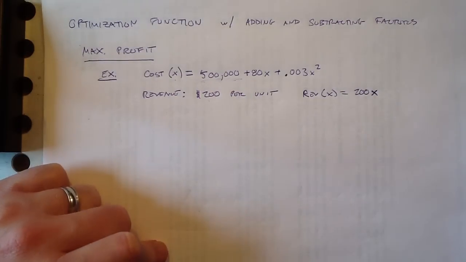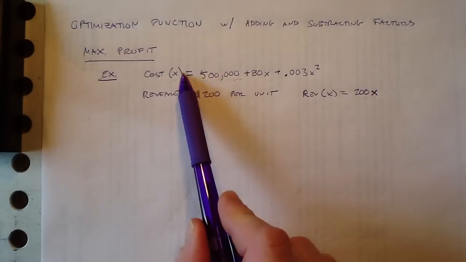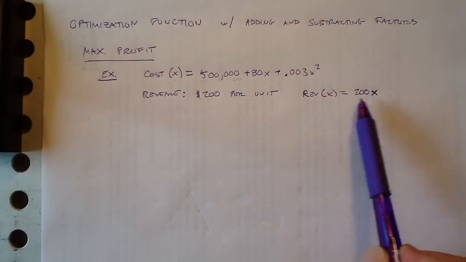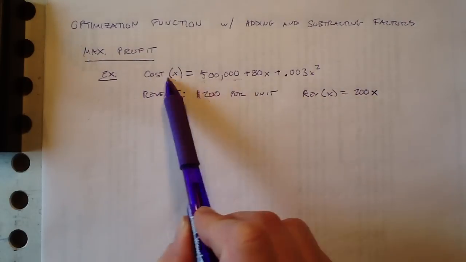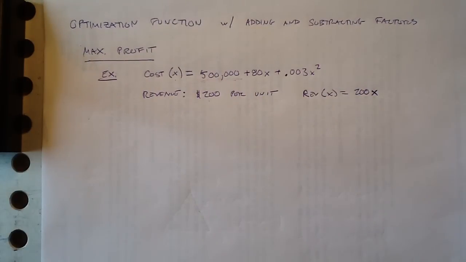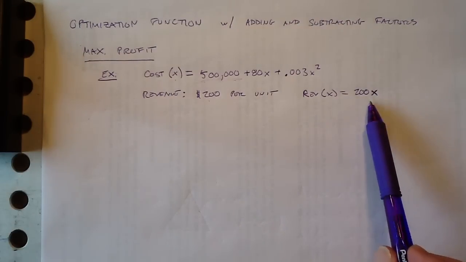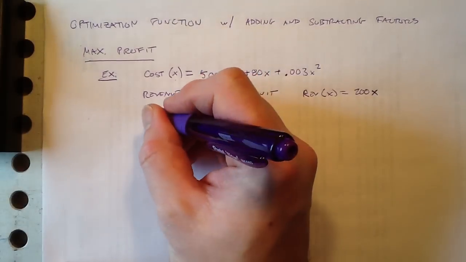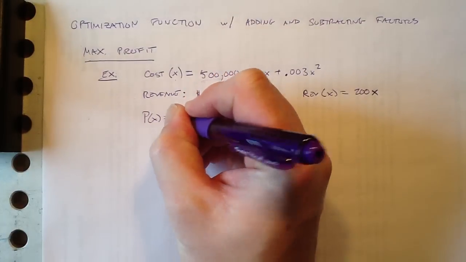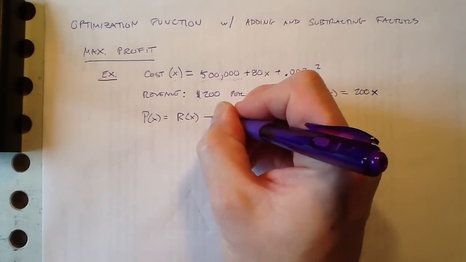Okay, well, given these two things, what's our profit? Profit is how much money we take in minus how much it costs us to produce those things, right? This is all fine and good to be making $200 per unit, but if it costs us more than $200 per unit to make the product, then we'll be losing money. So our profit is equal to revenue, I'll just abbreviate these, that's a revenue function minus cost.